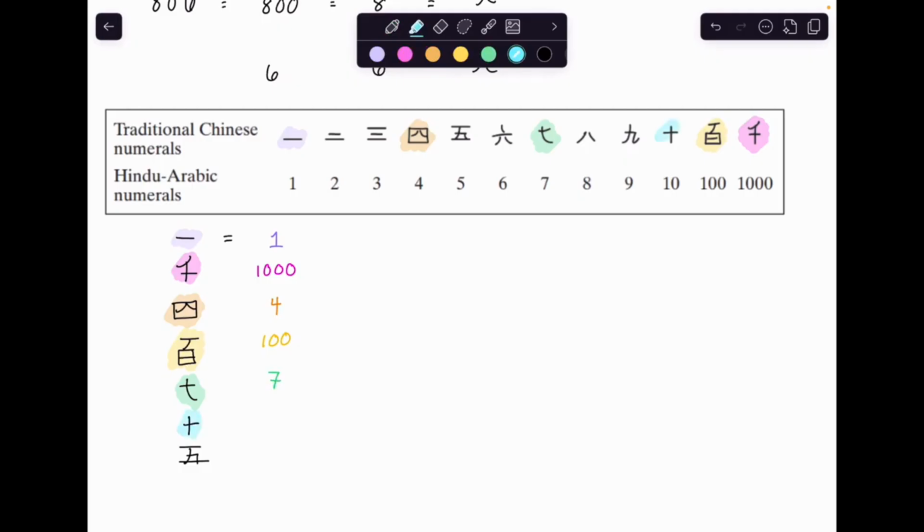This symbol is our tens, so it means we have 7 tens. And then last but not least, we ran out of colors, we have this symbol here, which is 5. So that is our ones position. So we really have 1,475. Okay. So hopefully that's a nice system, not too terrible for you. I think it's much better than Roman numerals, that's for sure.